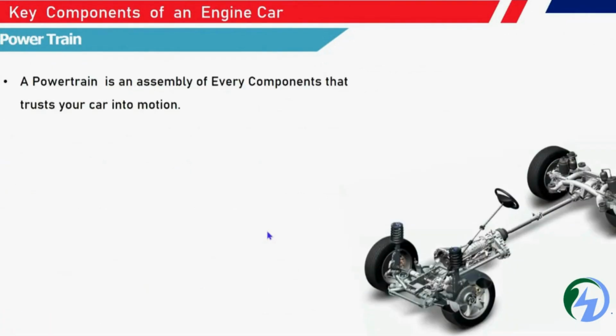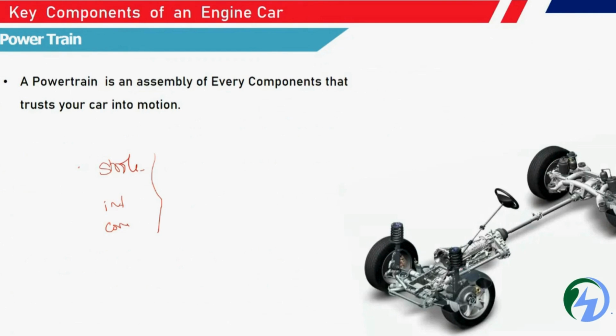So the powertrain has a combination with the engine. As we know, the engine is either diesel or petrol. Usually it has four-stroke engines, where there will be intake, exhaust or combustion. Anything can happen in the engine.